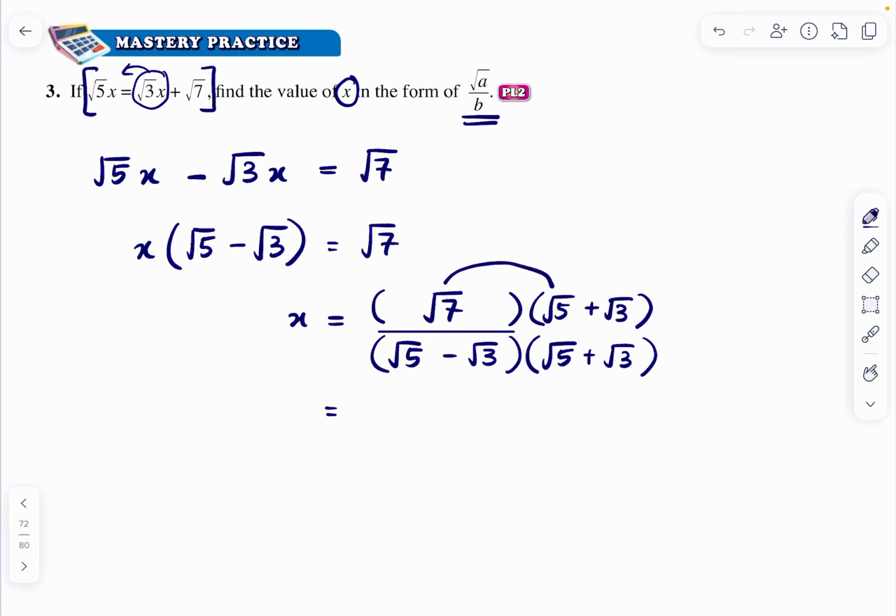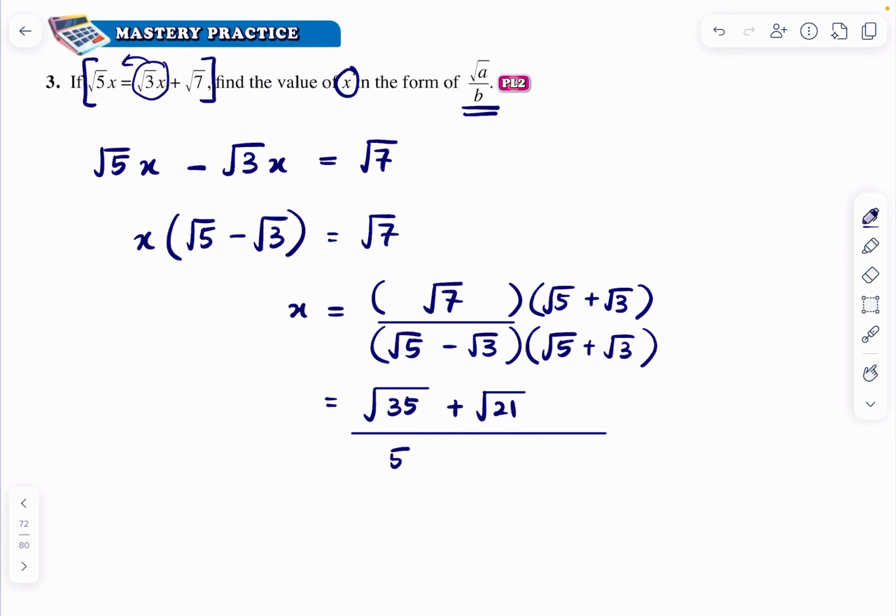Surd 7 times surd 5 is surd 7 times 5, which is surd 35. Surd 7 times surd 3 will be surd 7 times 3, 21. Then the denominator, surd 5 times surd 5 is 5, and then surd 5 times surd 3 is surd 5 times 3, which is 15.